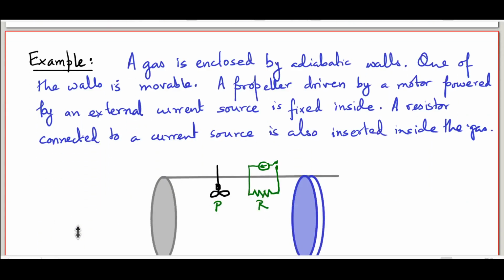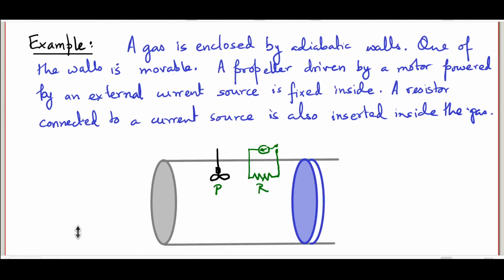So the picture here shows a schematic diagram of our system. The gas is enclosed in a cylinder, as you can see, and the cylinder has a movable wall. This wall can be moved out so that hydrostatic work can be done on this particular system or by this particular system. But in addition to that, we have two other means of doing work.